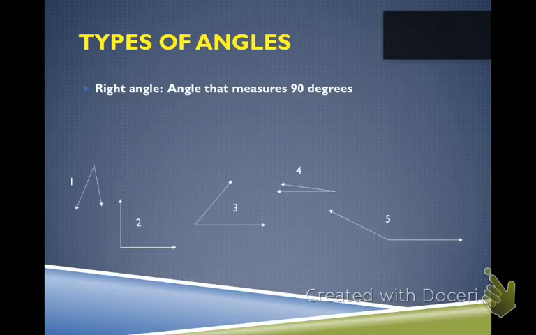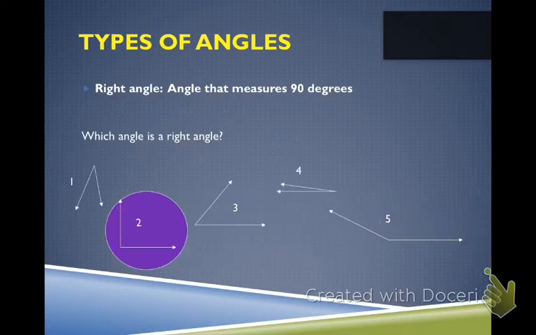Alright, which one of these is a right angle? Well, I just gave you that answer on the last one. The one that is a perfect L. Now it doesn't always have to be the same orientation. It could be twisted, it could be turned, but as long as it is in the shape of an L, that means it's a perfect corner. Alright, and that's number 2.